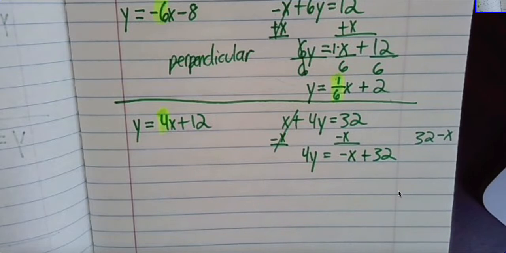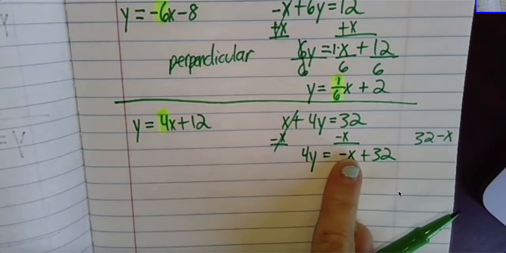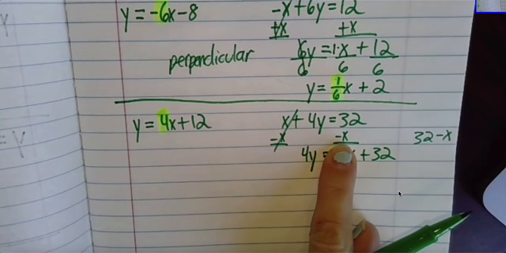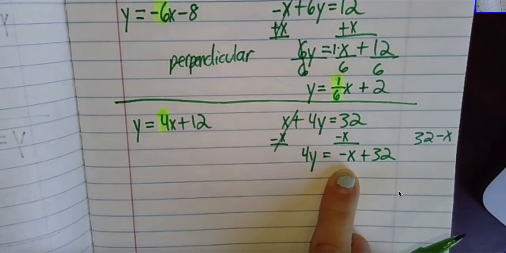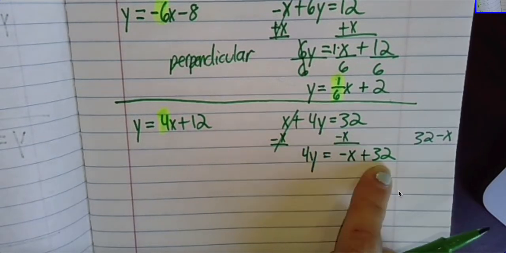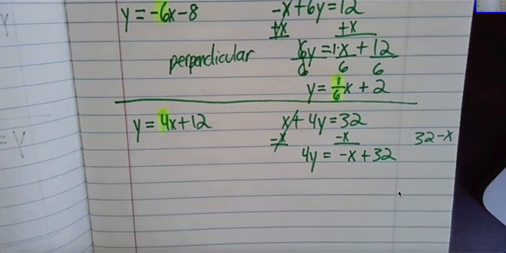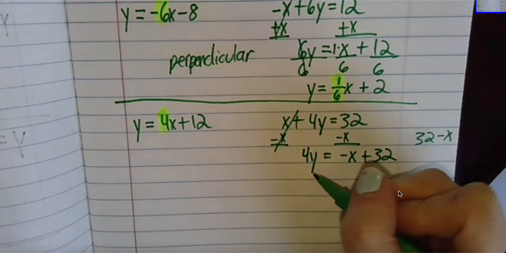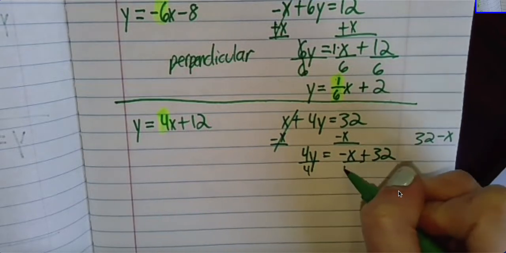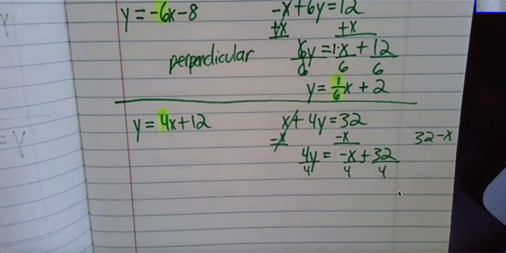So you'll never have x minus 32. It'll always be negative x plus 32. In this case, because my x was negative, I left my x negative. And since your 32 is positive, I put a plus sign. Okay. Then I have one last step. What is it? Divide by 4. Divide everything by 4.